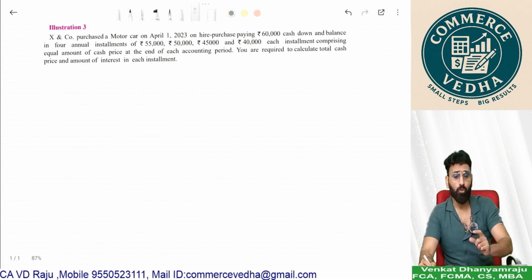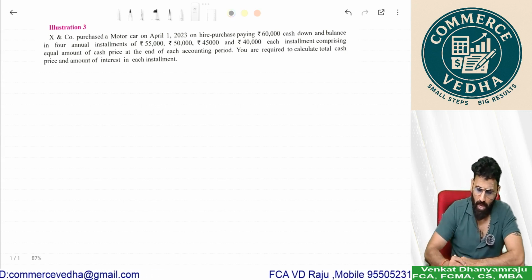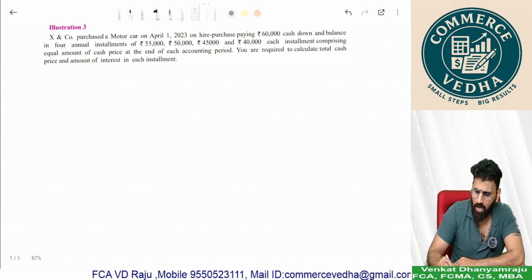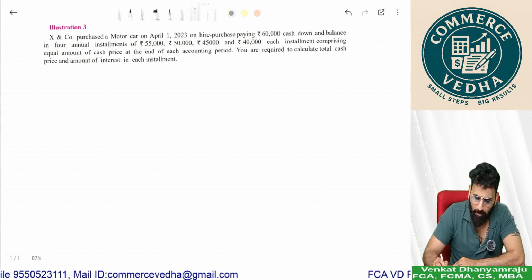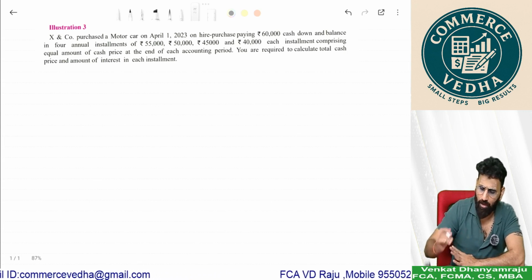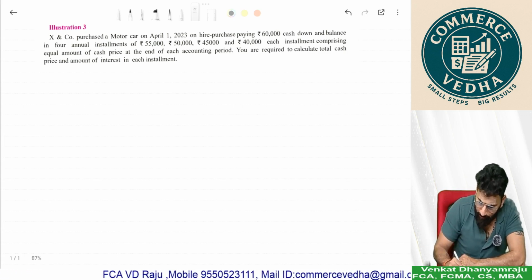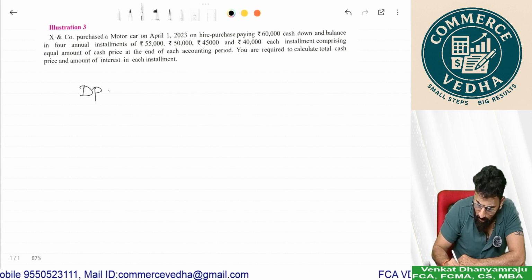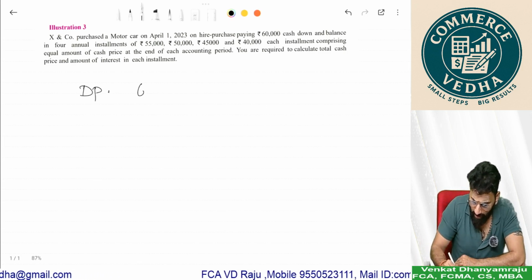So moving to the third question in the textbook. Here what it says: Accenco purchased a motor car on April 1st on hire purchase by paying 60,000 cash down and the balance in 4 installments of 55, 50, 45, 40. So DP, down payment, 60,000 cash down payment.